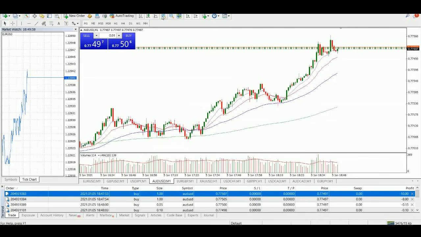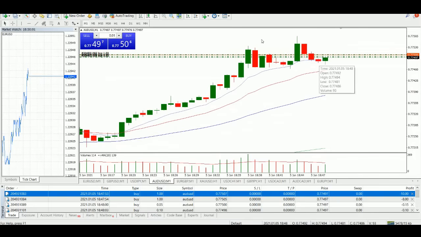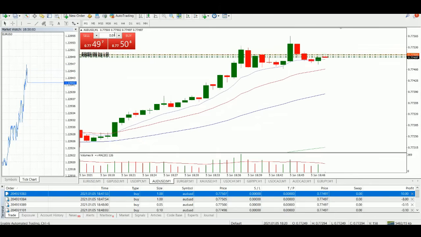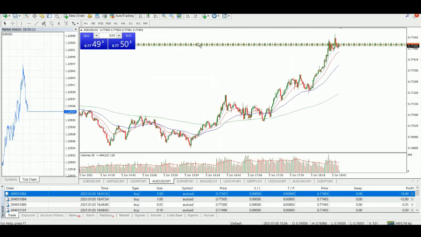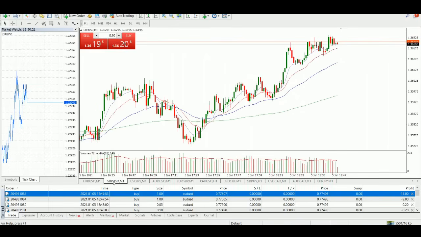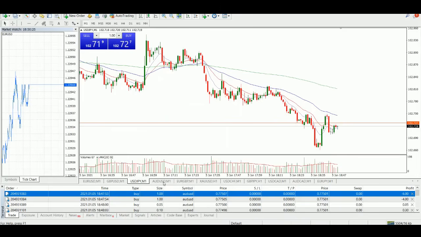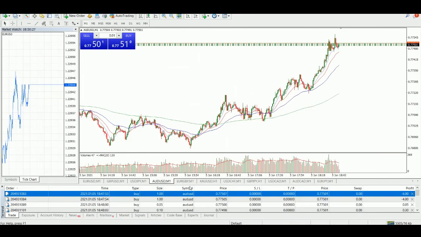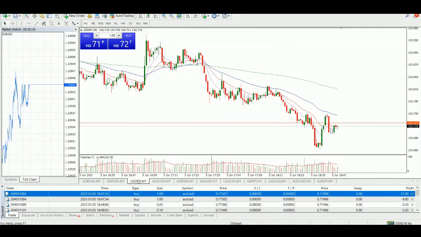AUD dollar, I told you, that's what I predicted exactly. It will be bouncing off from there, and that's what we are seeing now, going much further to make much more profits. It's bouncing up from here again and again. Euro dollar is going up again. GBP dollar is still on EMAs. So the best one is AUD dollar. That's why we have entered on AUD dollar.